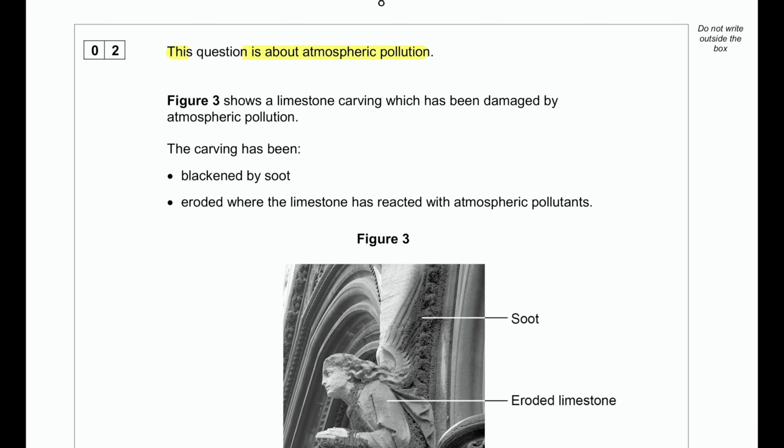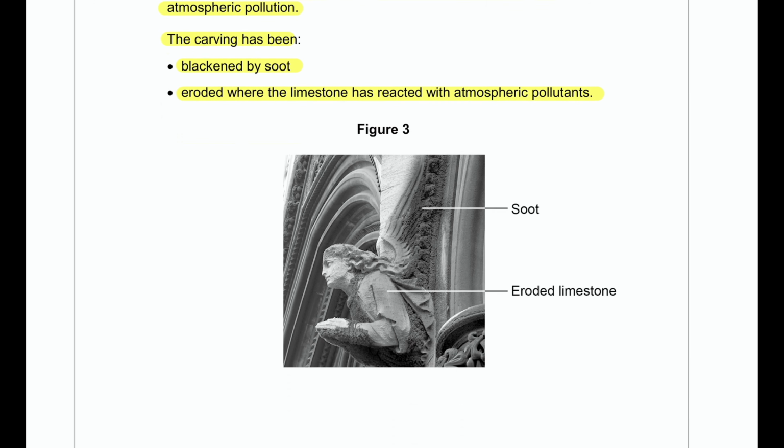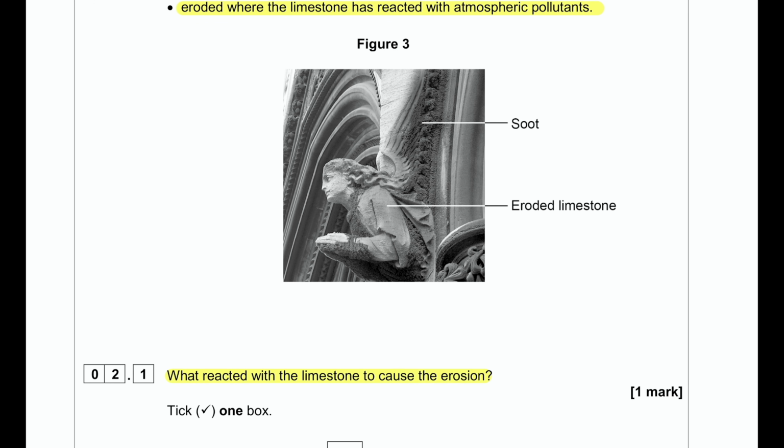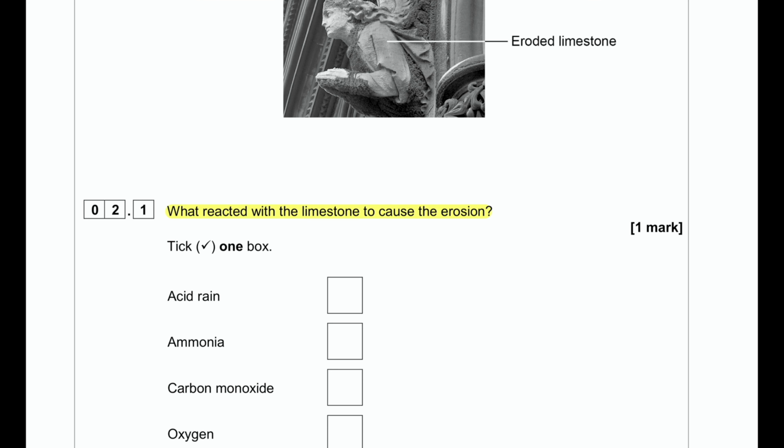This question is about atmospheric pollution. Figure 3 shows a limestone carving which has been damaged by atmospheric pollution. The carving has been blackened by soot and eroded where the limestone has reacted with atmospheric pollutants. What reacted with the limestone to cause the erosion? We know that acid rain is a big problem, so definitely it should be acid rain.